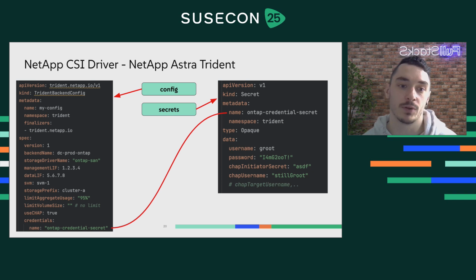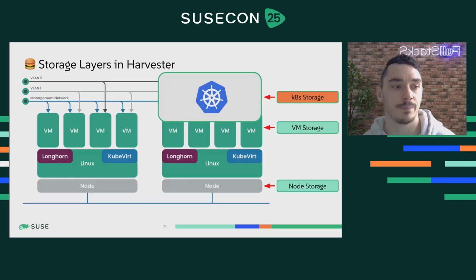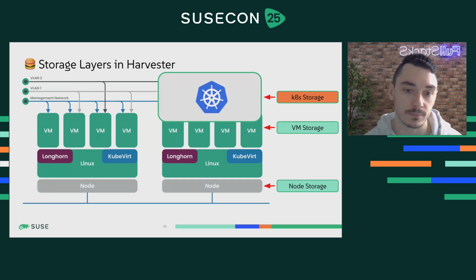So you're pretty much having all your credentials here in one secret: username, password, your CHAP credentials, etc. And this represents all the information Trident needs to configure one backend, so one connection to Trident, if you will. And this is pretty much it. Once you've configured that and the connection is successful, you can create storage volumes, persistent volume claims with that storage class, which can then be used in a virtual machine, either as code or in the Harvester UI.